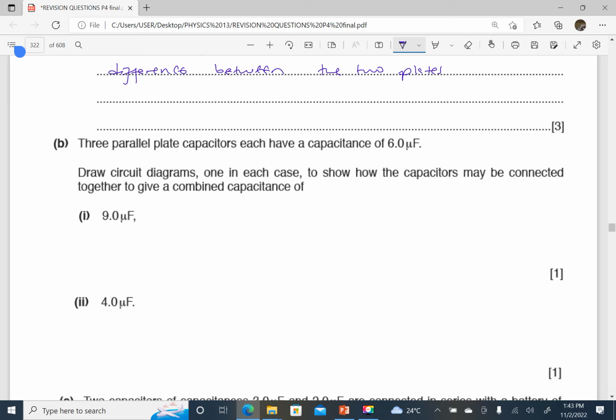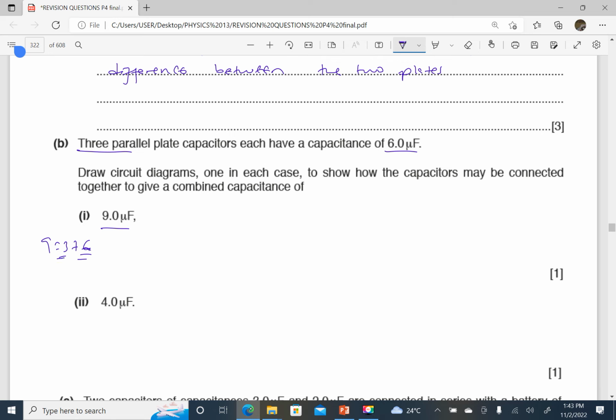Three parallel plate capacitors, each of capacitance 6 microfarads. Draw circuit diagrams, one in each case, to show how the capacitors may be connected together to give a combined capacitance of 9 microfarads. There are only 3. We want 9. Remember, 9 is 3 plus 6. Therefore, we need 3, and we connect it in parallel with one which is 6 microfarads.